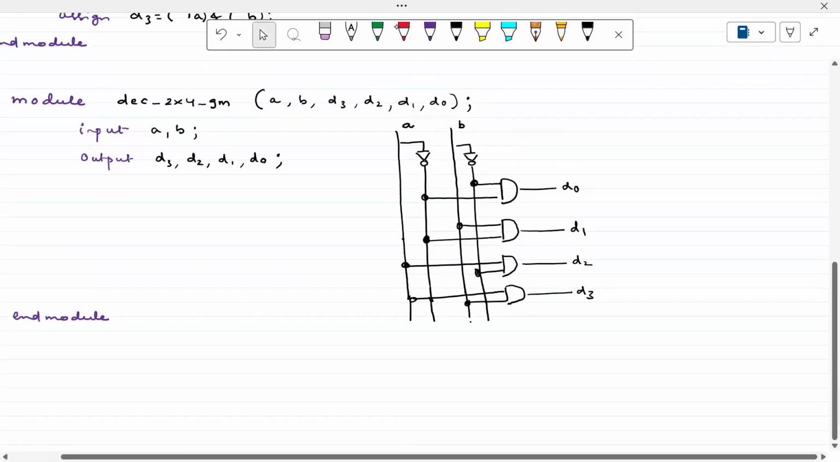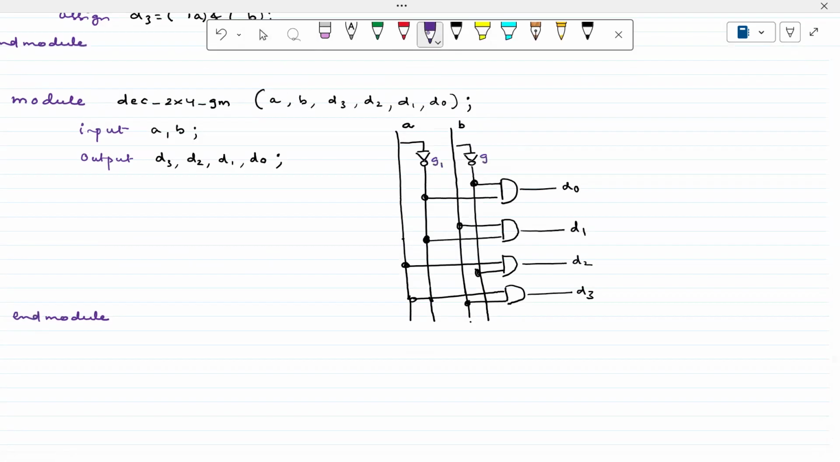So let us write the names of the gates. For example, this is called G1, this is called G2, this is called G3, this is called G4, this is called G5, this is called G6. Okay, 6 gates are there inside of it. So what is the first gate? How can I write the first gate? Simply we can use NOT as the keyword. The name of this gate is G1.